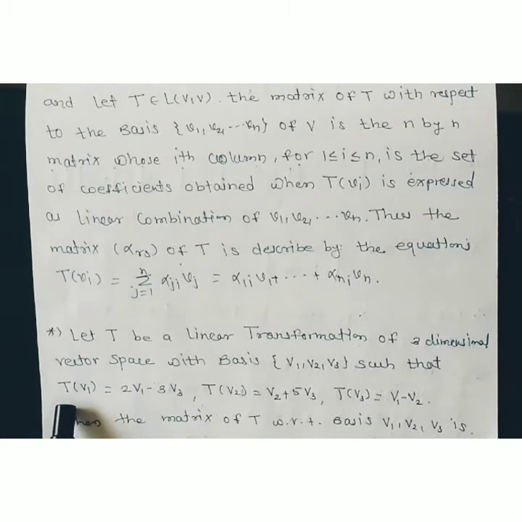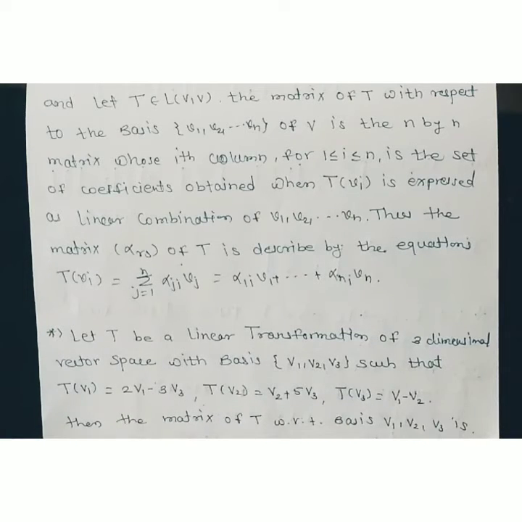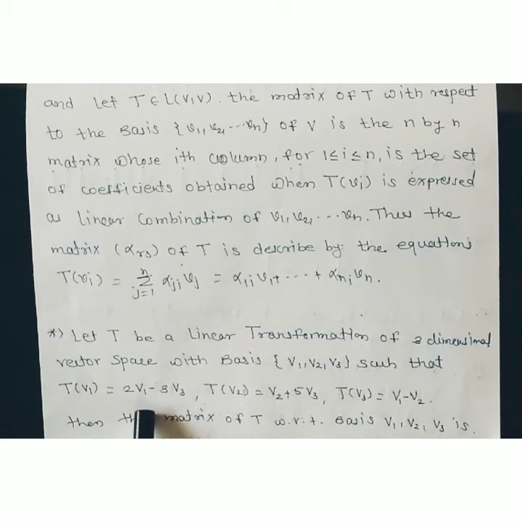So look here: in each equation, T(v1), T(v2) and T(v3) are given. Each equation is a linear combination of the basis vectors. Here T(v1) is a linear combination of v1 and v3.